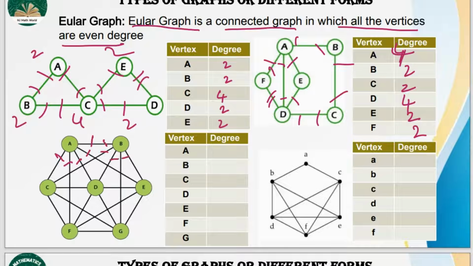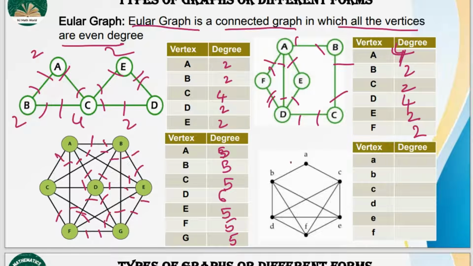Then we'll go for this one, counting 1, 2, 3, 4, 5 for each vertex. And then 6. So how much is it? It is 5, 5. No, and D is 6. So D is 6, remaining all are 5. So it is not an Euler graph because the answer we got is not even.